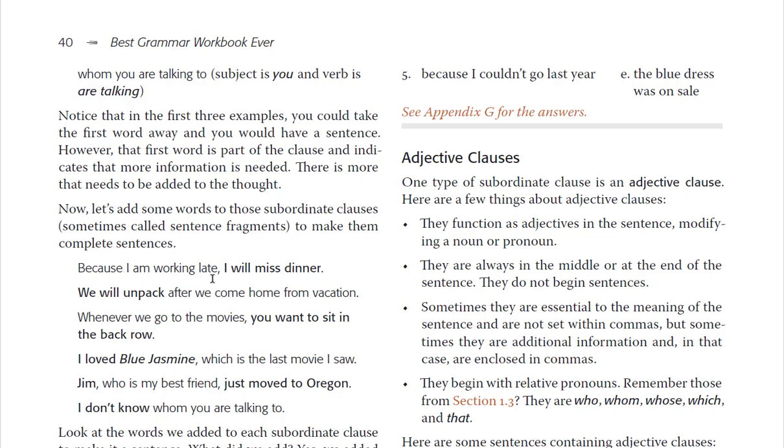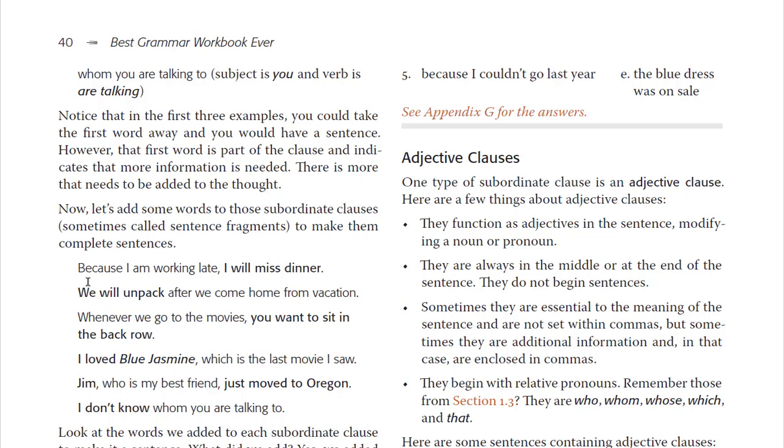So, because I am working late: if the dependent clause is at the beginning of the sentence, you have a comma. And if the dependent clause is at the end of the sentence, no comma. So "we will unpack" is the independent clause. "After we come home from vacation" is the dependent clause. So here the dependent clause comes after the independent clause, so no comma.